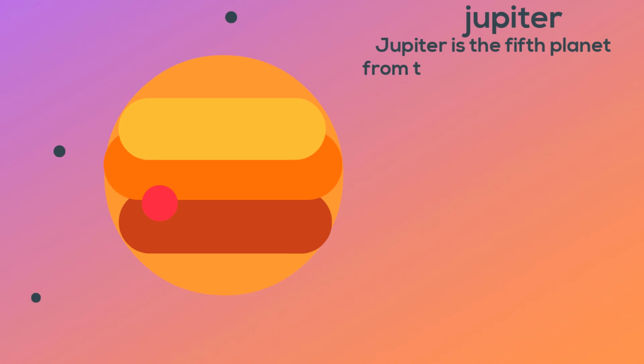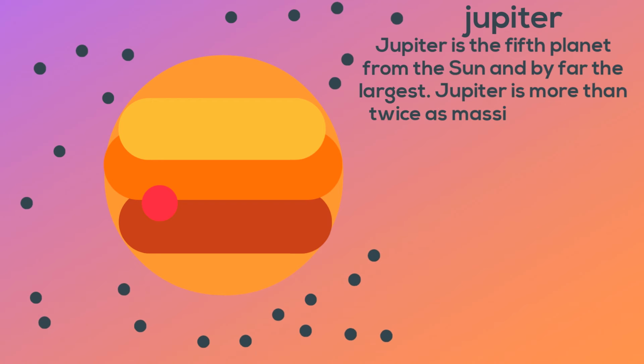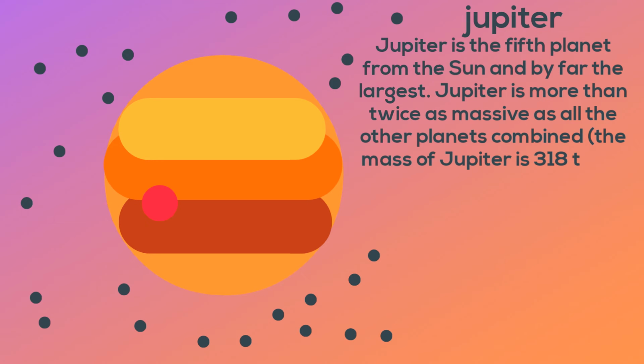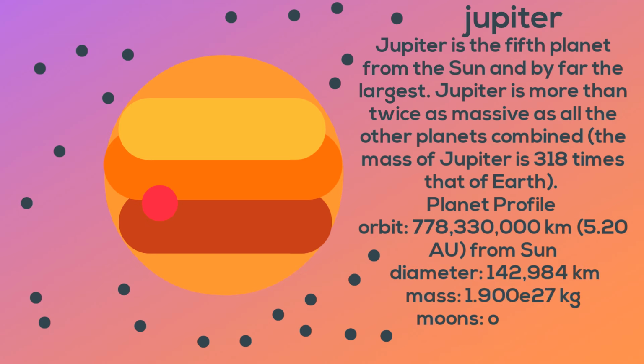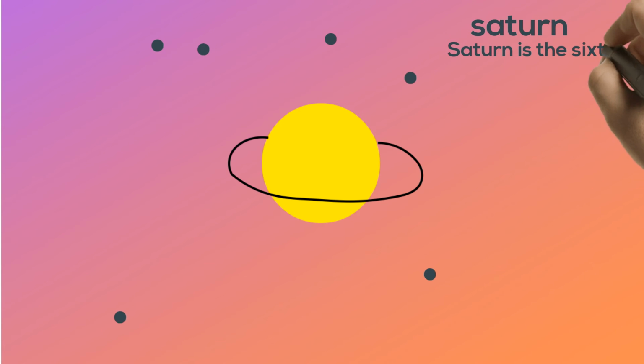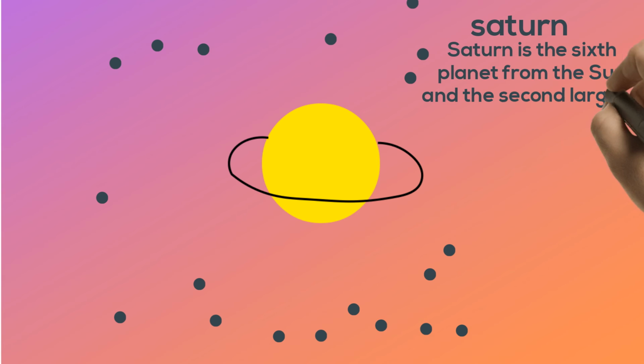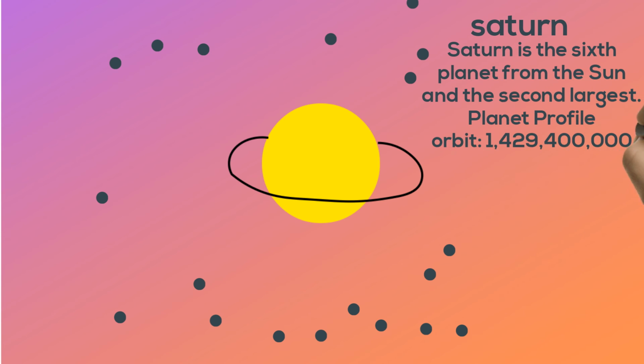Jupiter. Jupiter is the fifth planet from the sun and by far the largest. Jupiter is more than twice as massive as all the other planets combined. The mass of Jupiter is 308 times the mass of Earth. Saturn. Saturn is the sixth planet from the sun and the second largest.